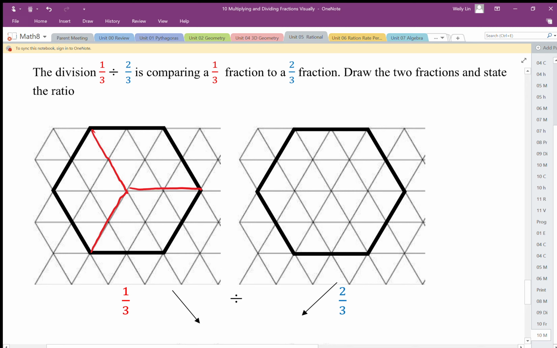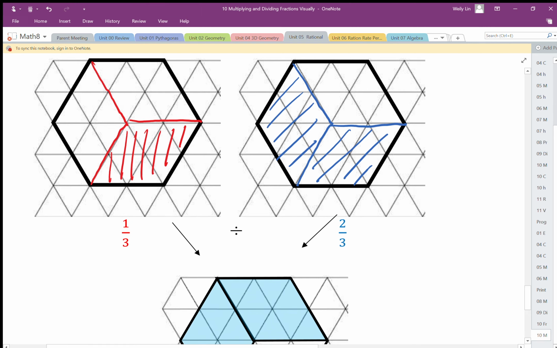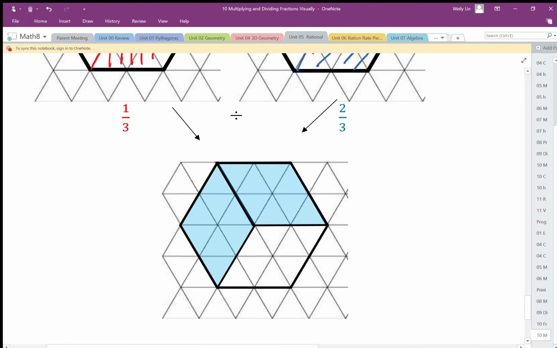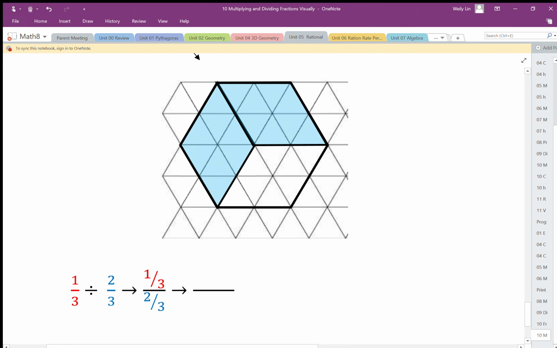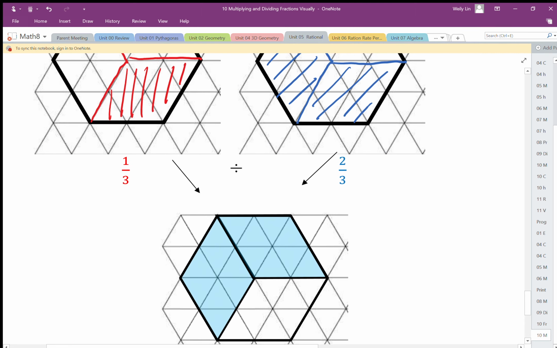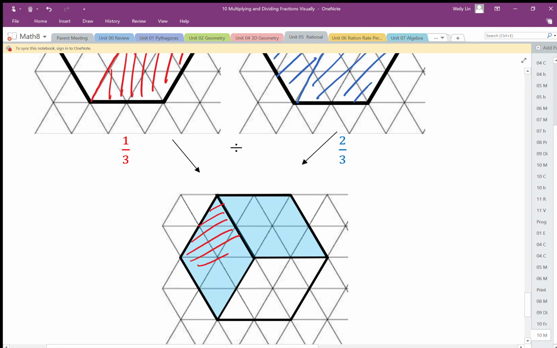So 1/3 divided by 2/3 is going to be taking that 1/3 fraction and comparing it to a 2/3 fraction. And if we take a look at this ratio of comparison, we're going to have 1 part to 2 parts whole. Okay, so if I want to draw this out, 1/3 divided by 2/3 is 1/3 to 2/3 comparison. Well, we can see that if we have our 2/3 in blue, our 1/3 in red would be the 1 part shaded to 2 parts whole.